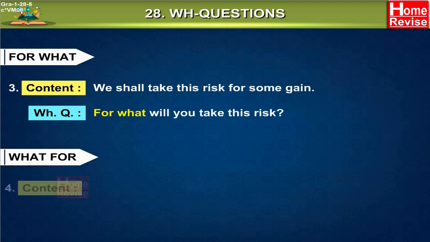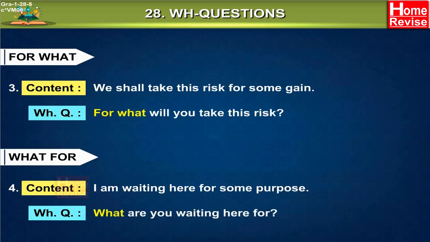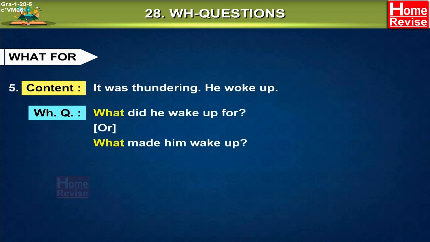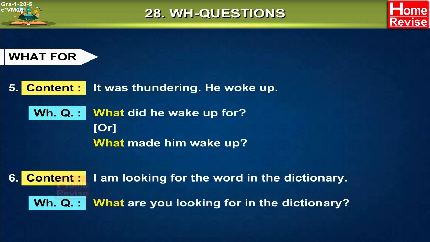What for? 4. Content: I'm waiting here for some purpose. WH question: What are you waiting here for? 5. Content: It was thundering. He woke up. WH question: What did he wake up for? Or, what made him wake up? 6. Content: I'm looking for the word in the dictionary. WH question: What are you looking for in the dictionary?